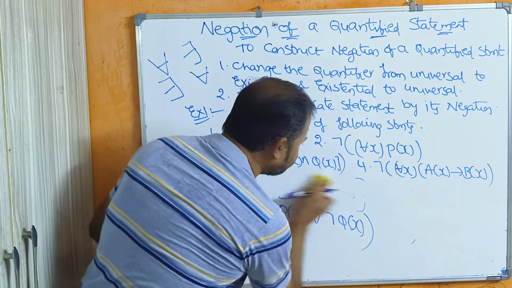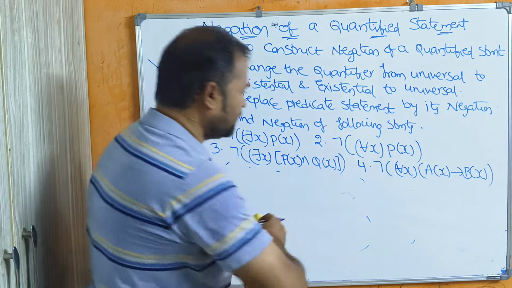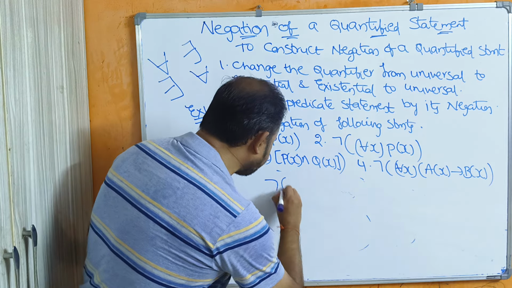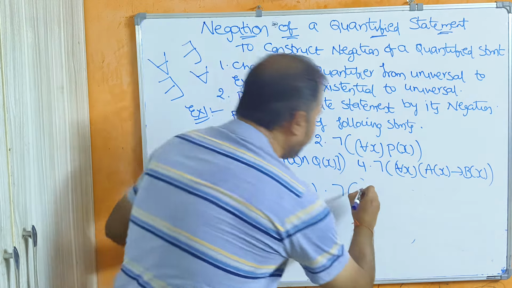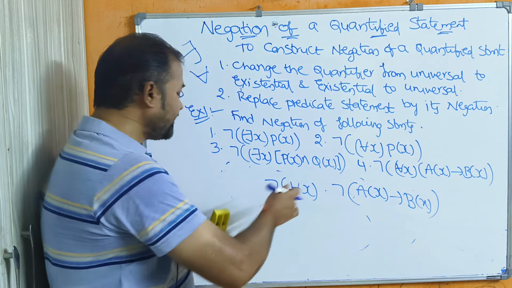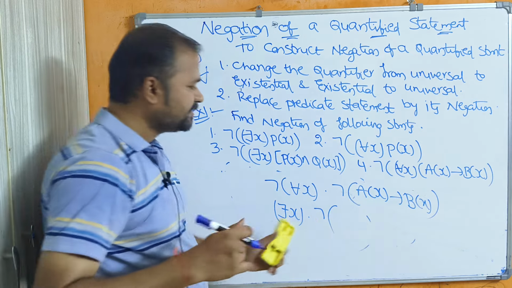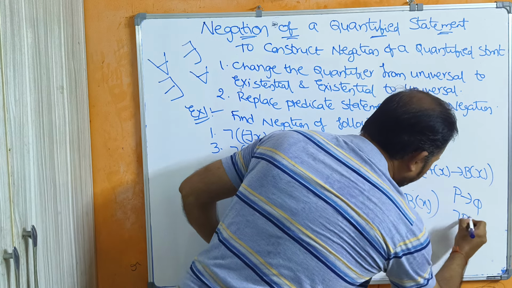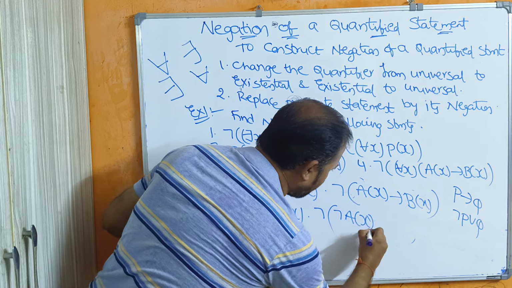Now let us solve the last one, the fourth one in the first example. Negation of for all x, a of x implies b of x. We can write this as negation of for all x, and negation of a of x implies b of x. Negation of for all x means there exists x, and negation of, this is in the form of p implies q. We know the formula: p implies q equals negation p or q. So we can write this as negation of a of x or b of x.